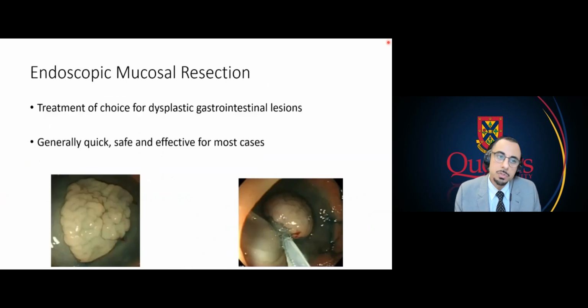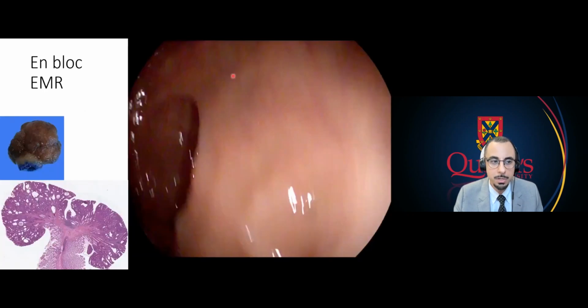So endoscopic mucosal resection is really the treatment of choice for dysplastic gastrointestinal lesions. It's quick, it's safe, and it's effective for most cases. And I'll show you an example here of an en-bloc EMR. And it shows you here the gross specimen and then the histology.